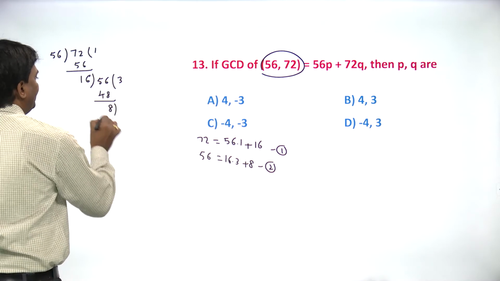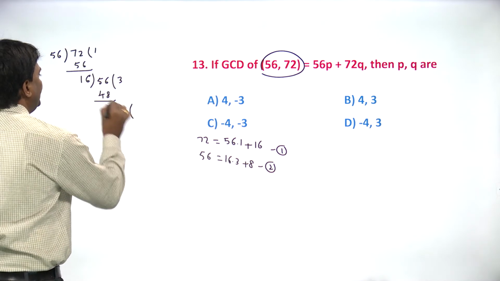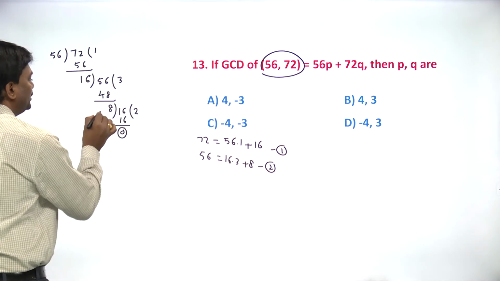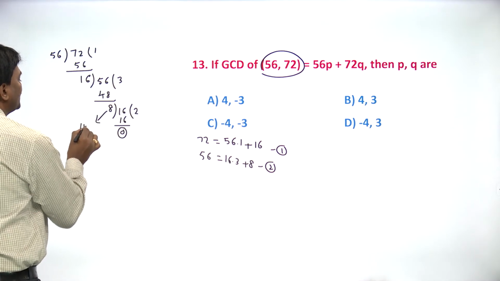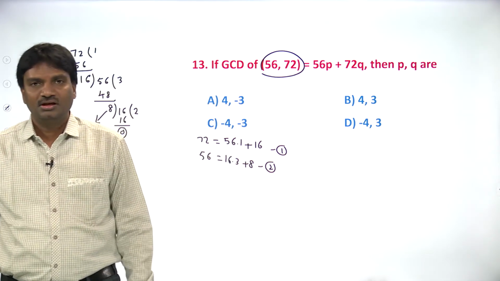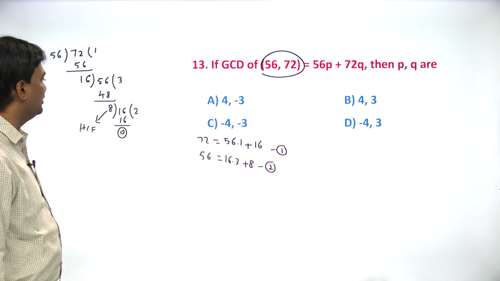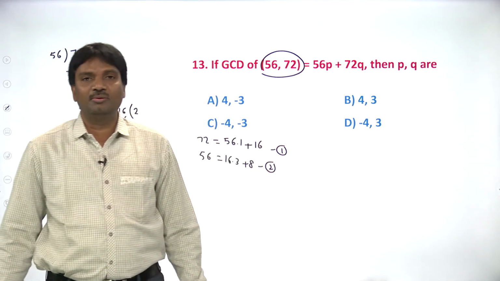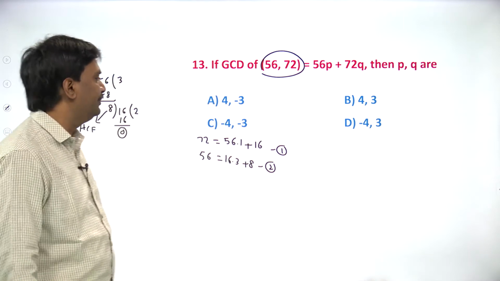Again, dividing the divisor 16 by the remainder 8, 8 2s are 16, so the remainder is 0. So that is why 8 is the HCF of 56 comma 72. Now, we are expressing 8 as 56 into P plus 72 into Q. What are the values of P and Q?